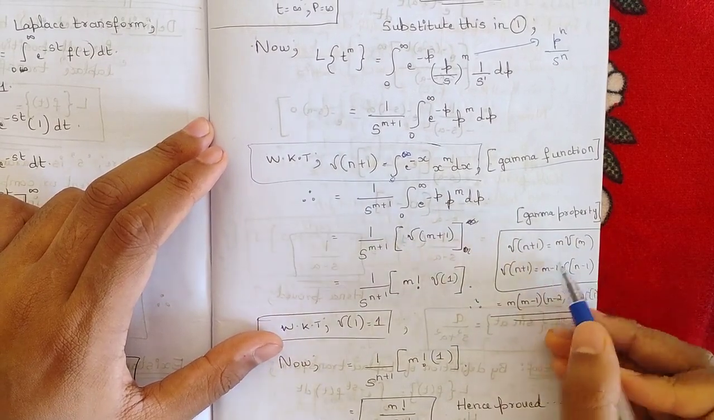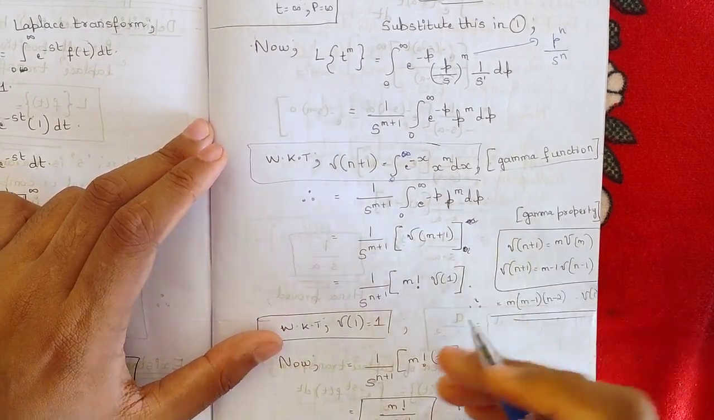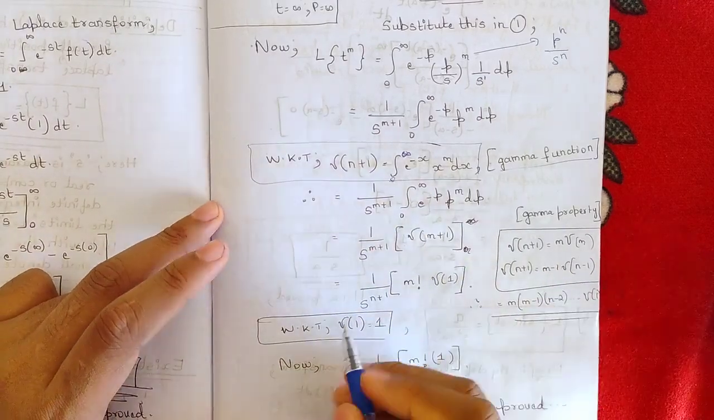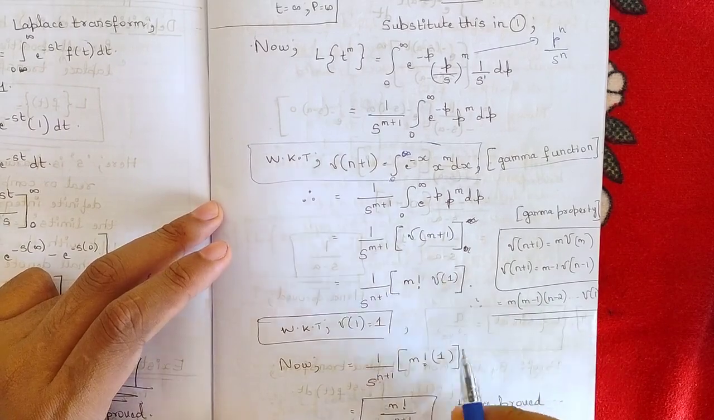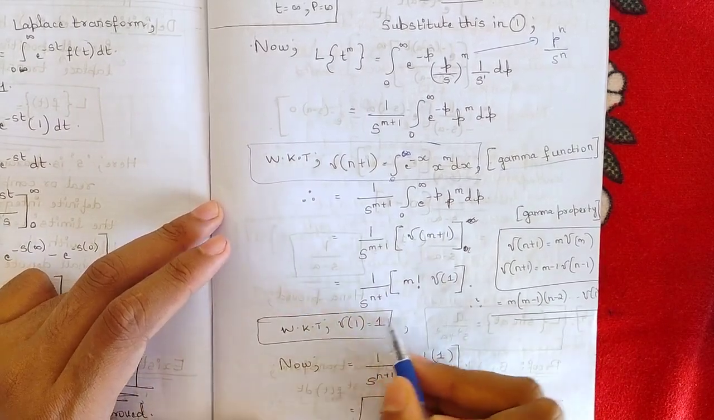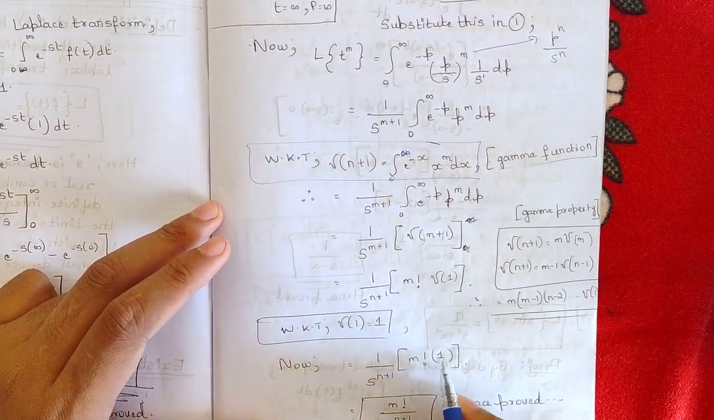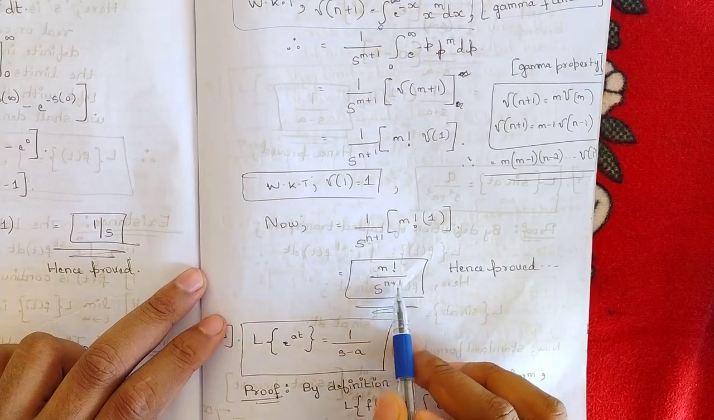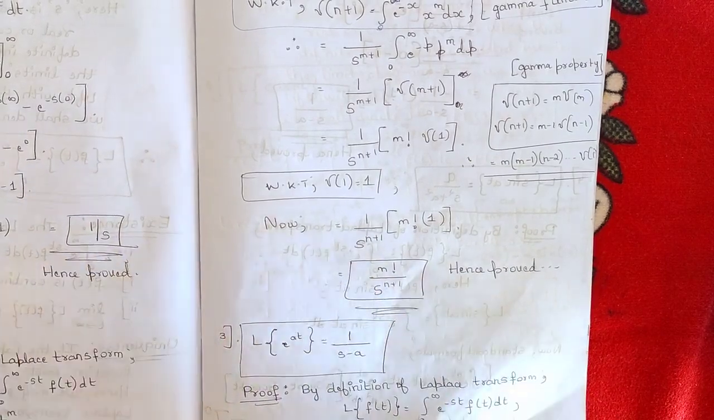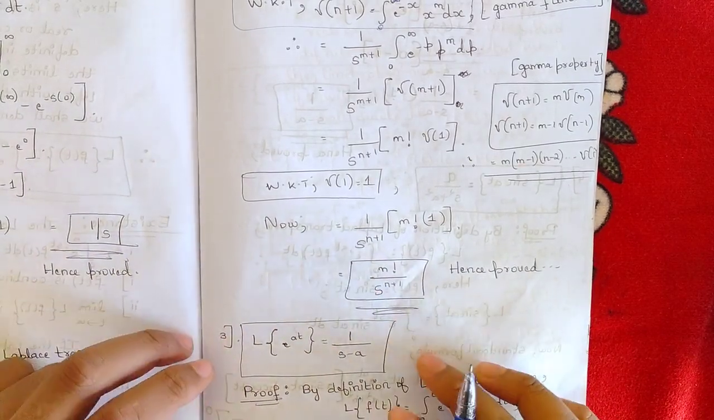Similarly, for n times we are having the values from 0 to infinity, so that's why we can write in general n factorial into gamma of 1. We know that gamma of 1 is equal to 1, so substitute that: n factorial into 1. We would get our final answer as n factorial divided by s to the power n plus 1, hence proved. So this was the second transform.